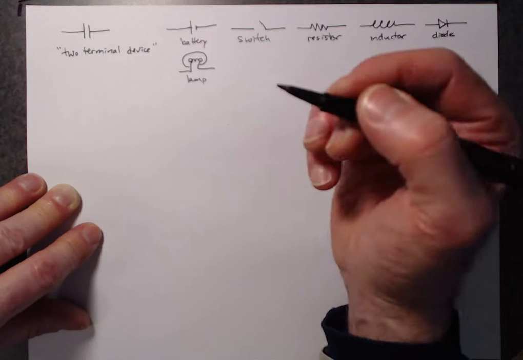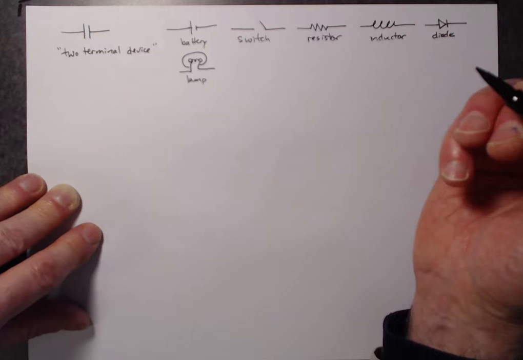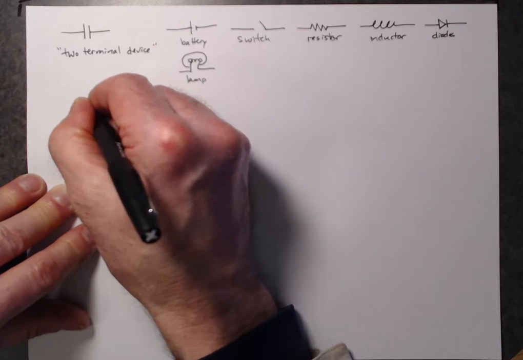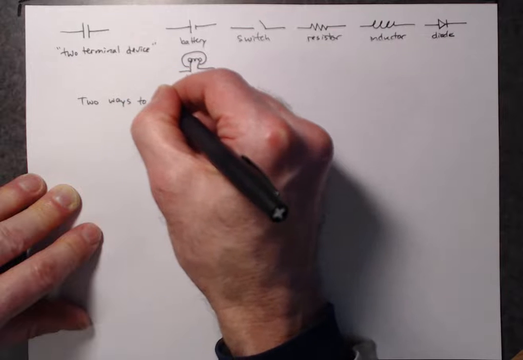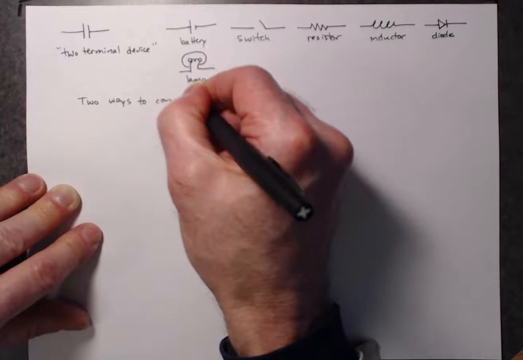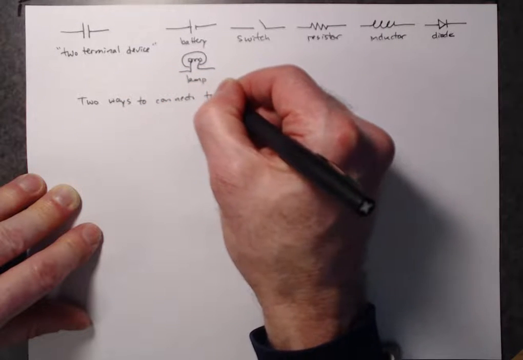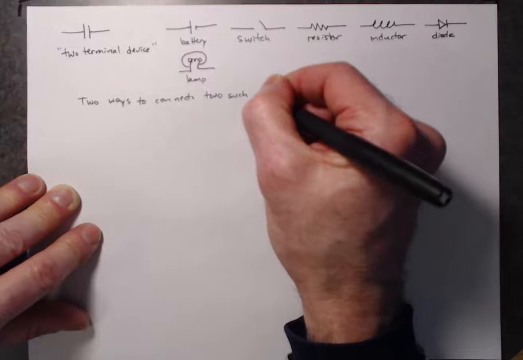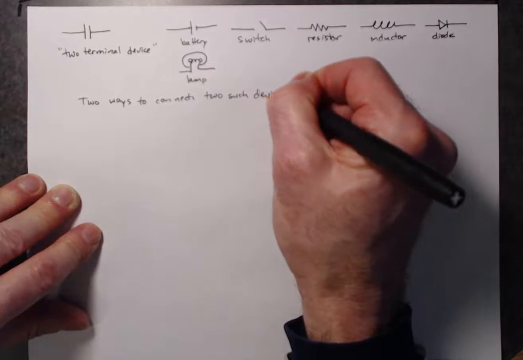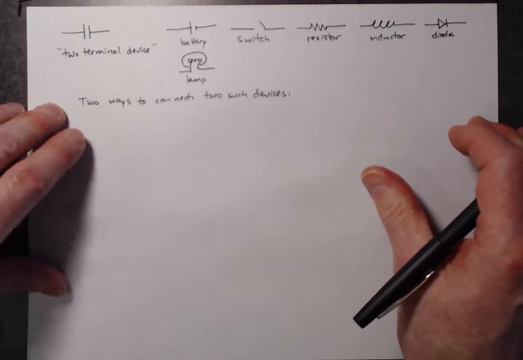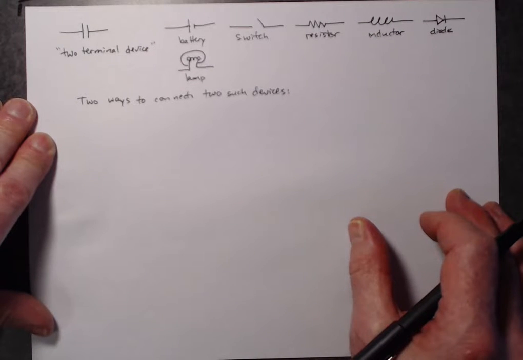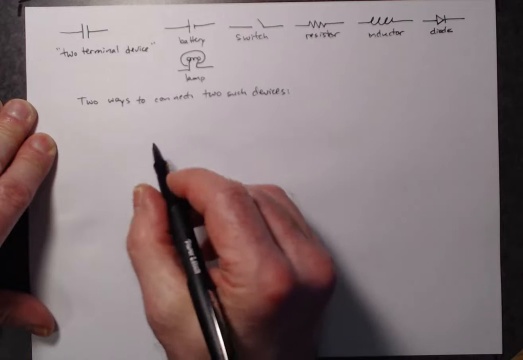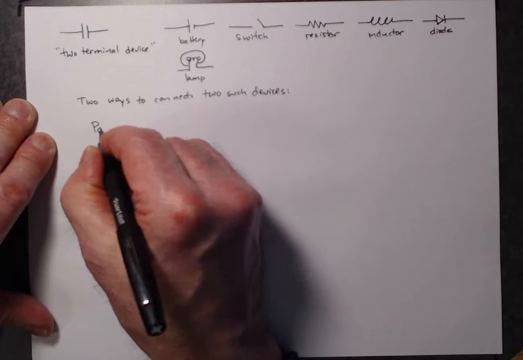So for any of these devices, there are only two ways to connect two such devices. And it's important to understand these two ways because they form the basis of building up more complicated circuits. One way is called connecting them in parallel.